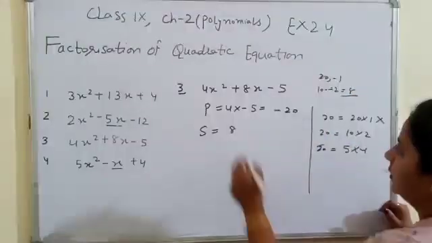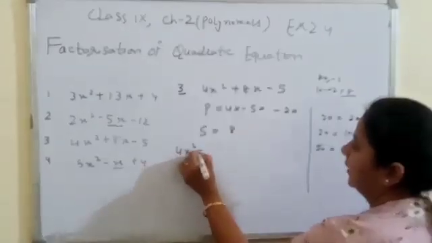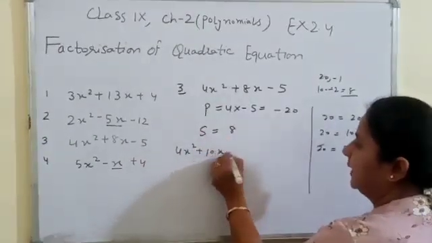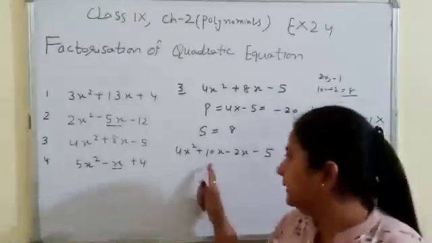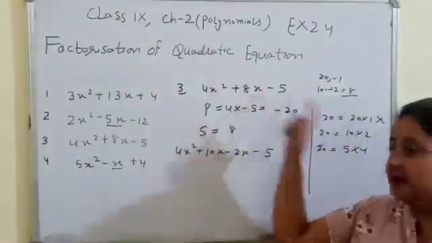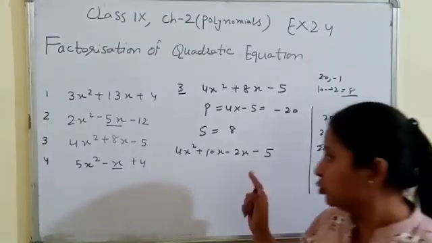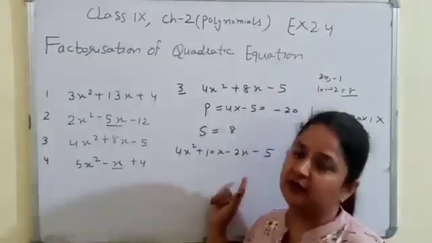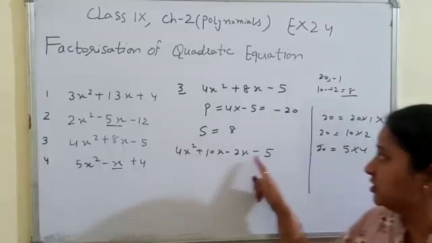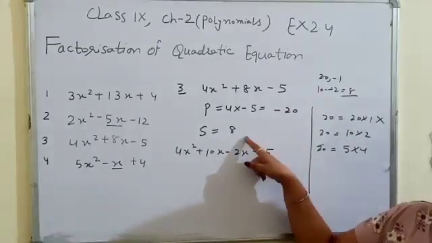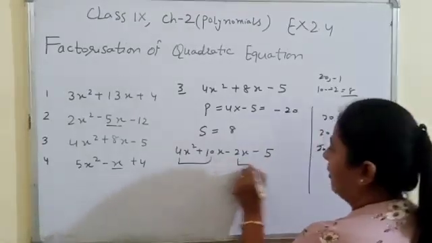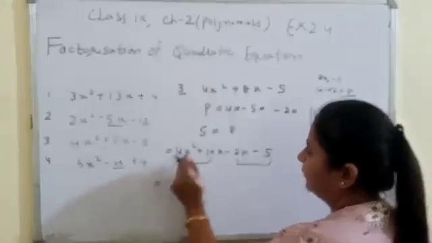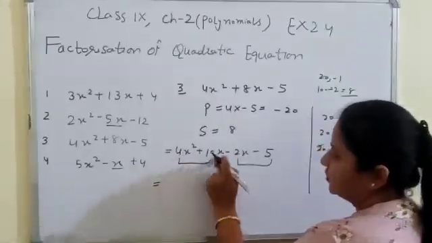We can take, in place of 8, 10x minus 2x minus 5. Here you can see 10x minus 2x, that is 8x, and when we multiply 10 and minus 2, the result is minus 20, which satisfies the condition for the product and for the sum. Now figure out the common factor from the first two terms, 4x and 10x.